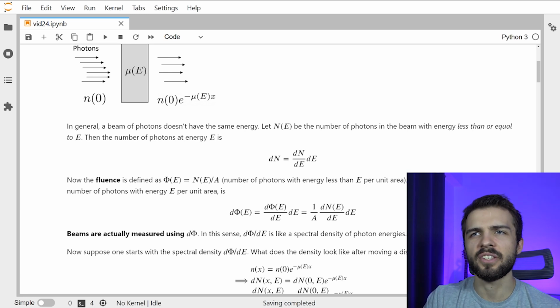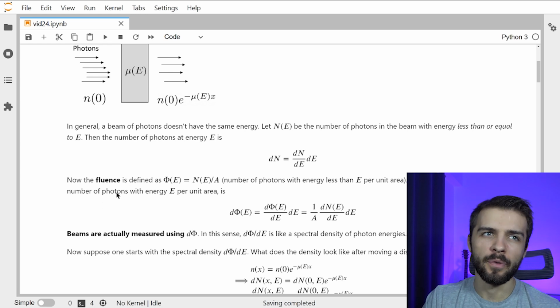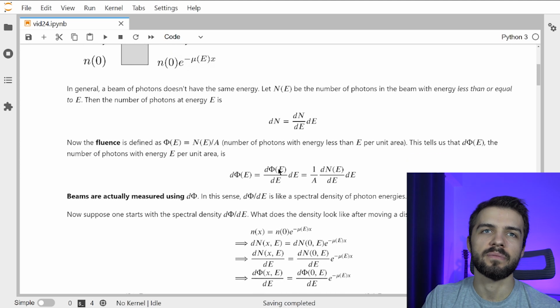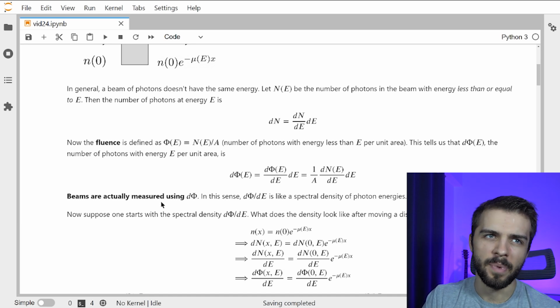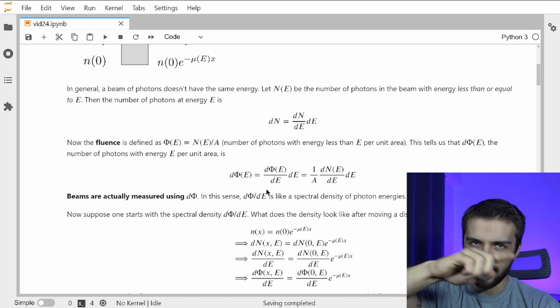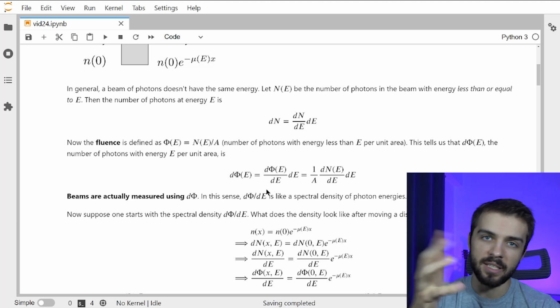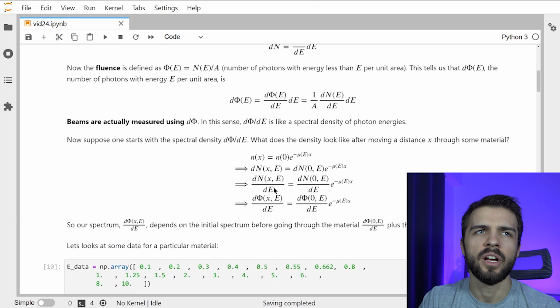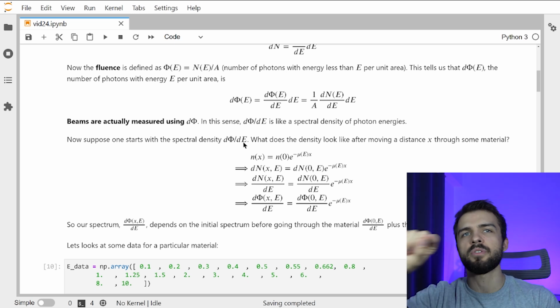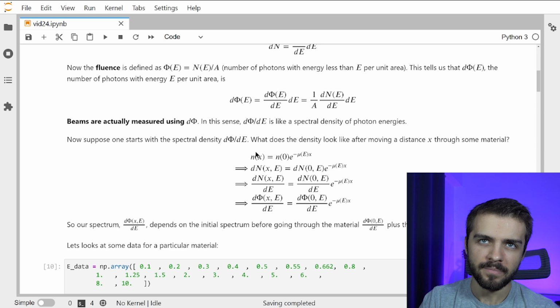And so it tells us that dPhi of E, the number of photons with energy E per unit area, is similar to how dN is equal to this. So you just plug this in, it's dPhi/dE times dE, and using this definition here, you get a quantity like this. So beams are measured using dPhi, and dPhi/dE is like the spectral density of photons. It's like the probability density function of a continuous distribution. So suppose one's given dPhi/dE, and if you're working in an experiment, you'll probably be given dPhi/dE. We'll say, okay, this is our beam, this is the distribution of energies in the beam. It's given by dPhi/dE.